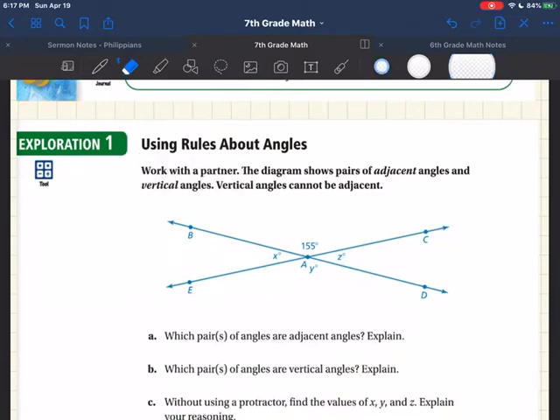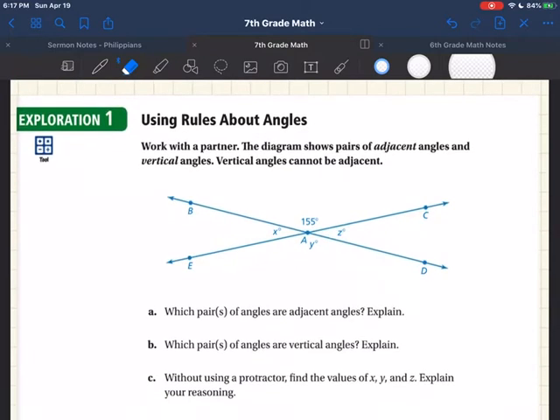Okay, so work with a partner. So we're not going to work with a partner. We're going to work with each other. The diagram shows a pair of adjacent angles and vertical angles. Vertical angles cannot be adjacent. So what do these words even mean?